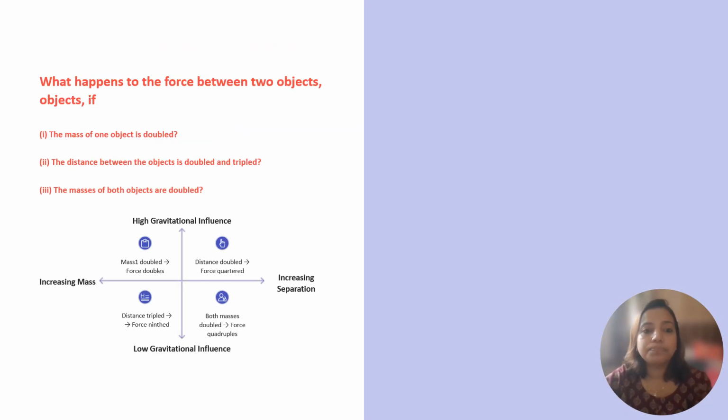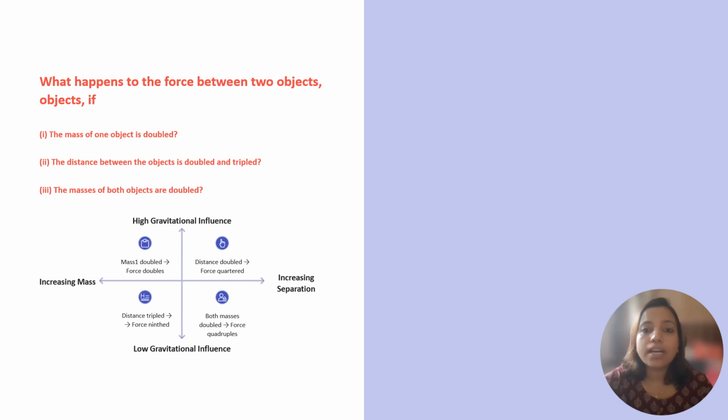Now this same theory or concept: what happens to the force between two objects if the mass of one object is doubled? The second one is when the distance between the objects is doubled and tripled, and the third is when the masses of both objects are doubled. Now this is a very good and important question, and this type of question can come in your exam as well.